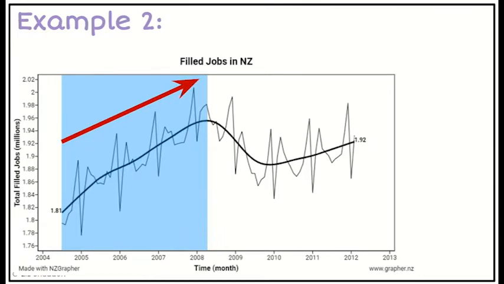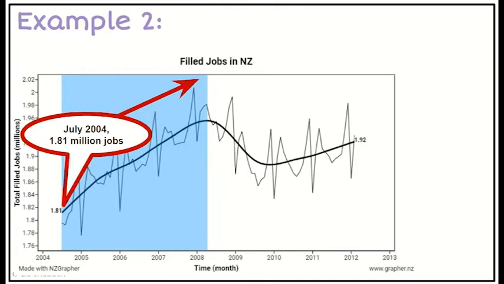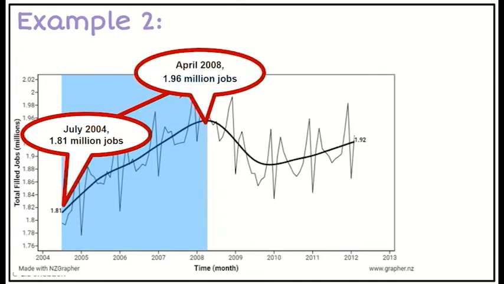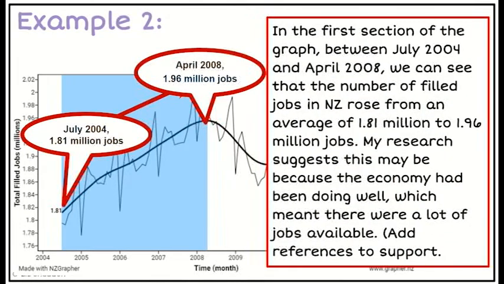So let's start by having a look at section 1. I want to identify where it starts from, the starting trend point, and the end trend point. That's what I want to be able to say in my sentence, that it started in July 2004, and section 1 went through till April 2008, rising from 1.81 million jobs up to 1.96 million. That's what I would be saying. I'd also then try and do some research and explain why it might have been increasing over that period of time.